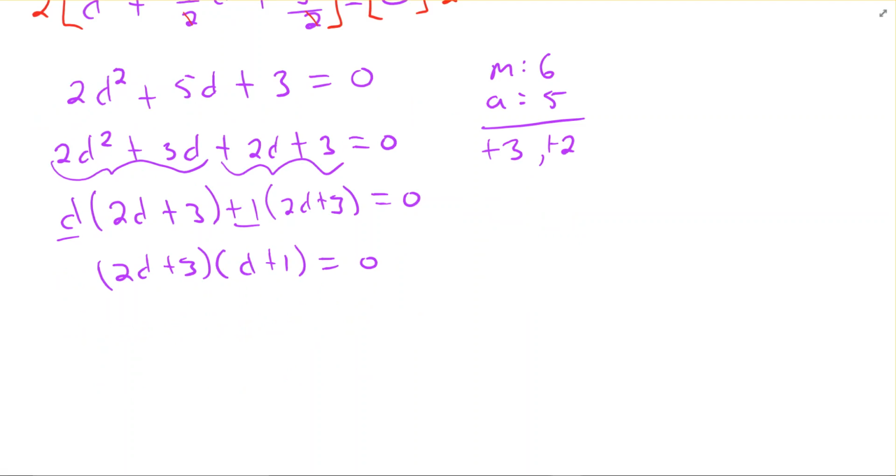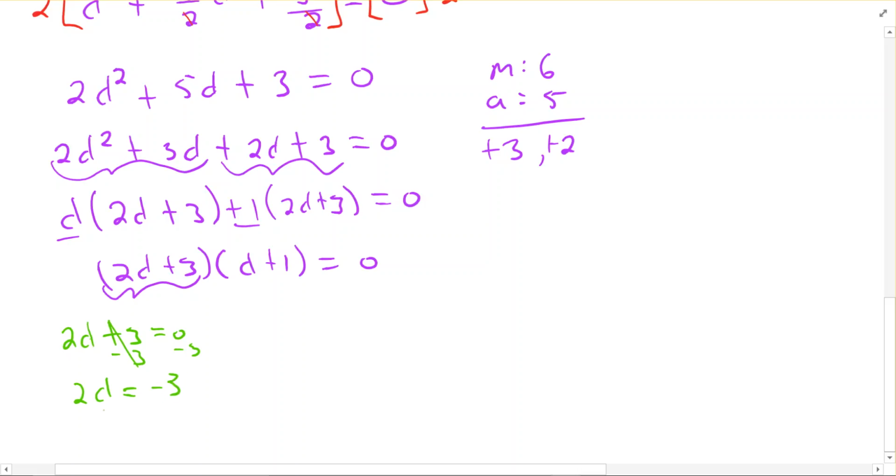Now I can look at this and say, okay, what would d need to be? Well, let's make another little mini equation here. So I'd say 2d plus 3 is equal to 0. Now if you rearrange this, subtract 3, and I'll do the whole thing. 2d is equal to negative 3, and then divide both sides by 2. d is equal to negative 3 over 2. So that's one of them.